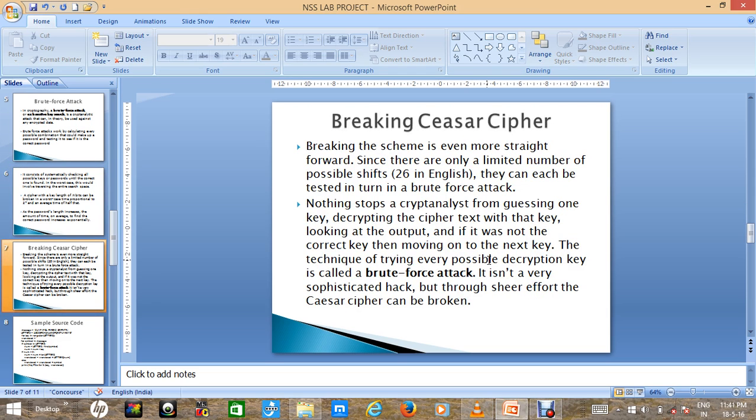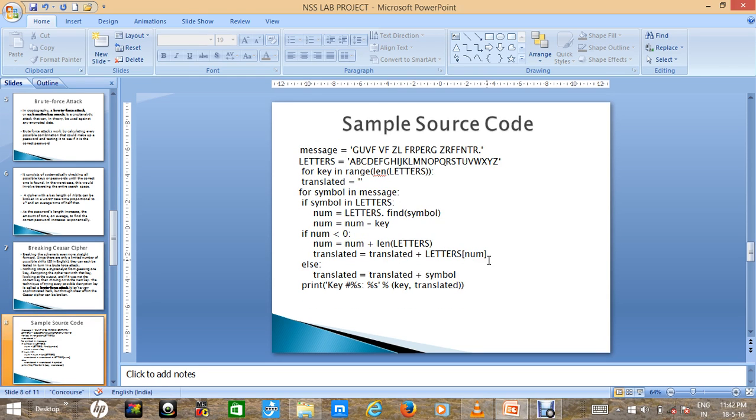So breaking Caesar cipher is even more straightforward, since there are only 26 letters in the English alphabet. They can be tested in a brute force attack, decrypting the Caesar cipher text with each key, looking at the output for the correct key, then moving on to the next key. So basically it is done by brute force attack, and it is not a sophisticated hack, but through sheer effort the Caesar cipher can be broken. For example, the message GUVF VFZL FRPERGZR FFNTR.